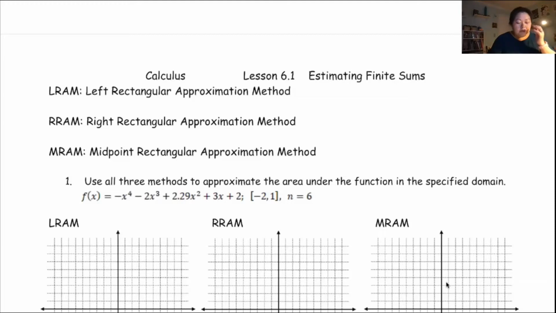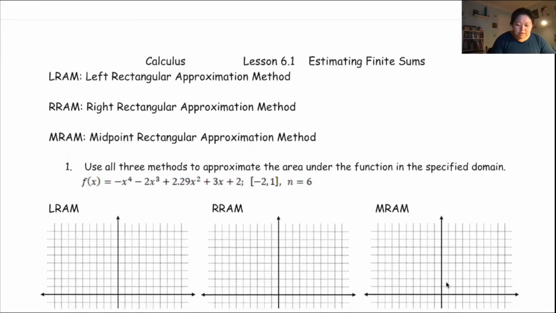First things first, you want to define what it means. What's the difference between the left rectangular approximation method? Sorry, from this point on, I'm going to call it LRAM because it's just a lot of words. So what are the differences between LRAM, RRAM, MRAM, all these rectangular approximation methods? Let's talk about the first one.